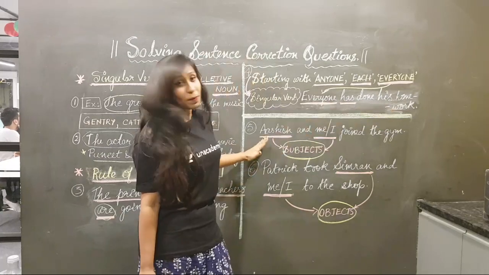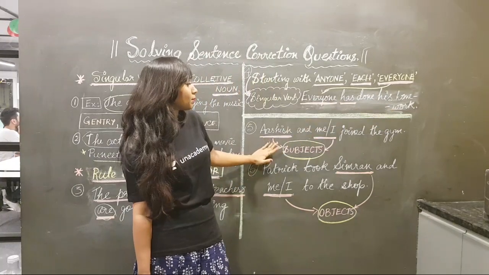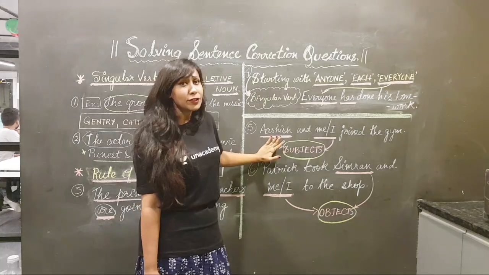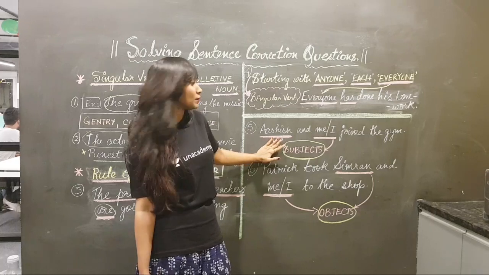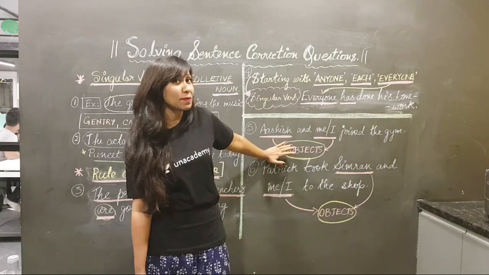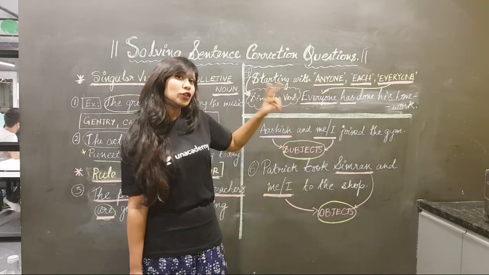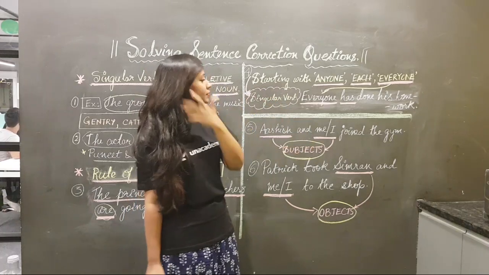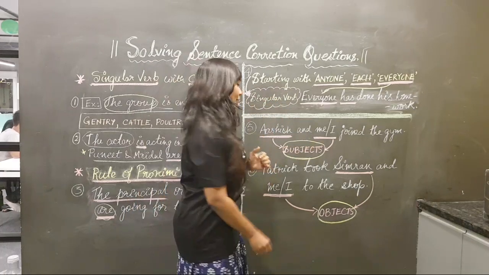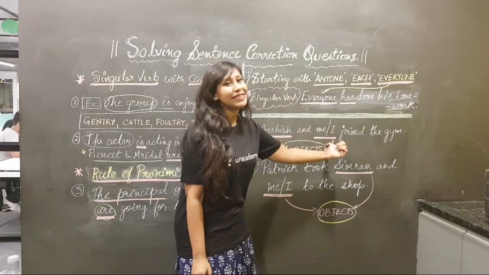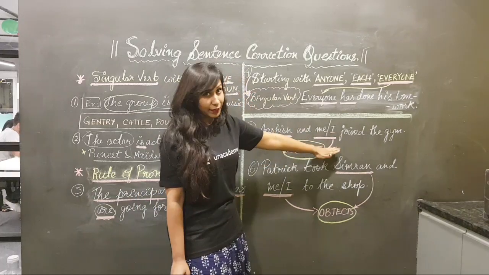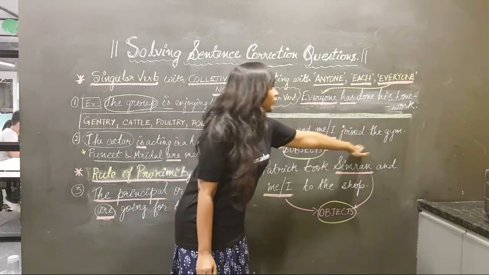Alright, now coming to the last part of the session where we will take examples to understand whether to use me or I. So most of the times people get confused. They do not understand where it should be me and where it should be I, especially when there are two subjects, right? So we'll just try and understand where we take me and where we take I. So as you can see in this example, Ashish and me or I, I don't know which is going to be the correct form right now, join the gym.